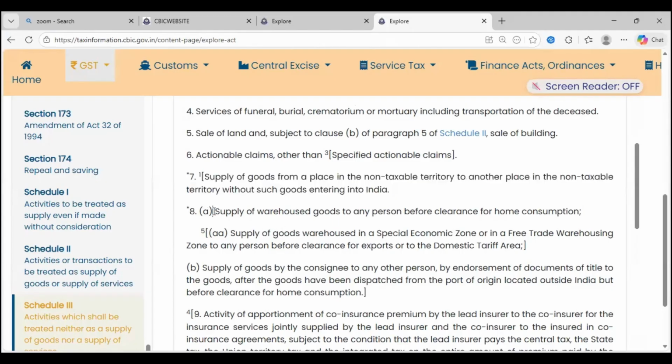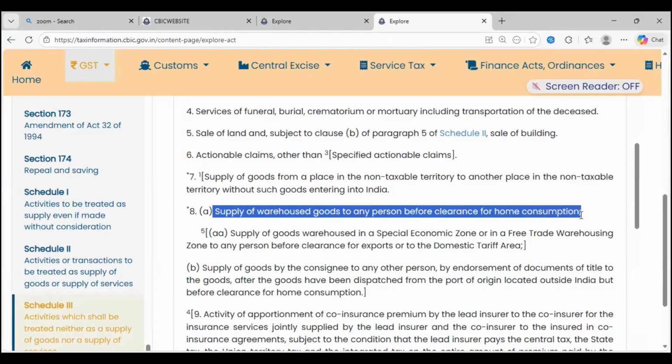Then supply of warehoused goods to any person before clearance for home consumption. Now we had, under the customs law, a bonded warehouse. So when I import the material, I don't bring it to the domestic tariff area. I keep it in a bonded warehouse. From the bonded warehouse, I sell those goods. That is not subjected to GST.